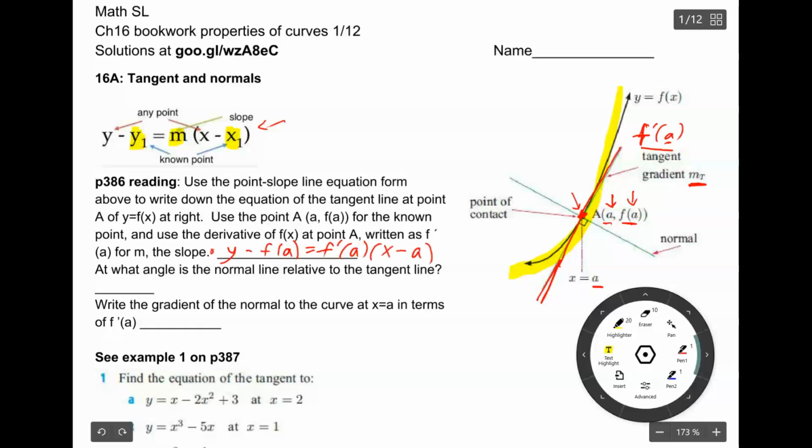At what angle is the normal line relative to the tangent line? Well, the normal line is this line here, and you can see that it's perpendicular to the tangent line, so the angle is 90 degrees.